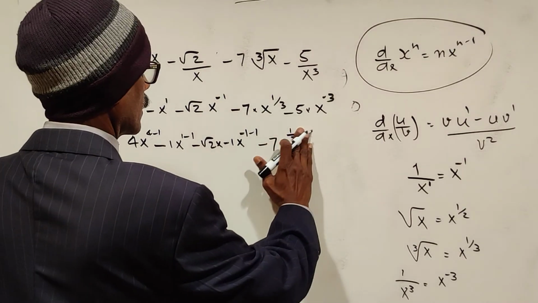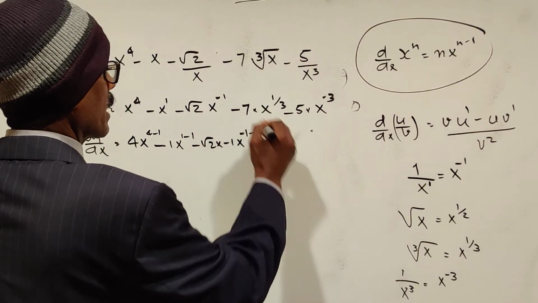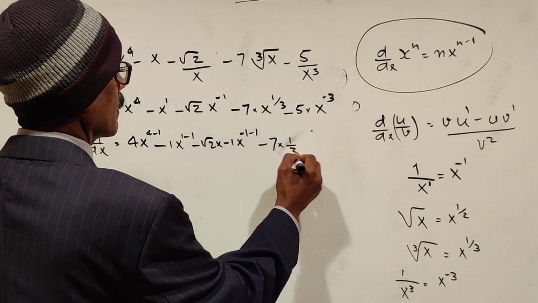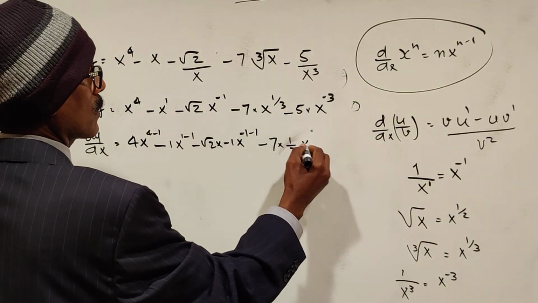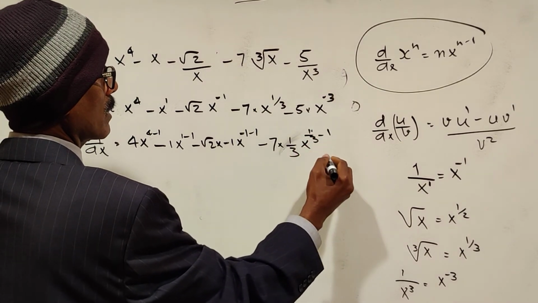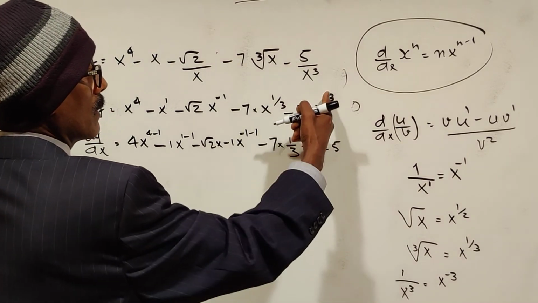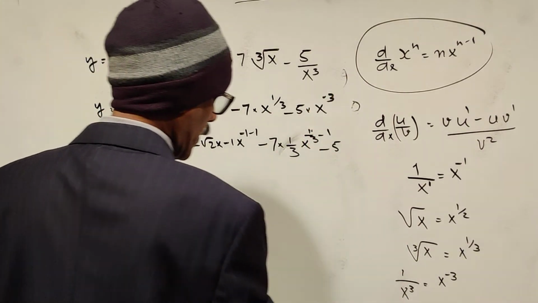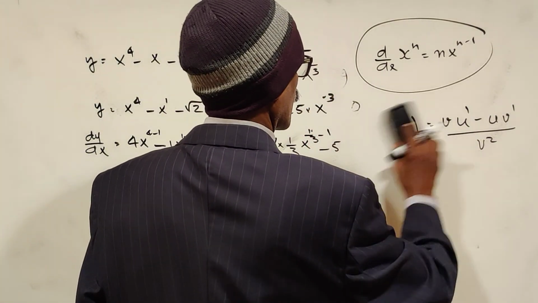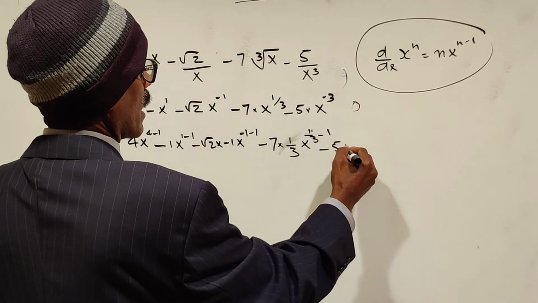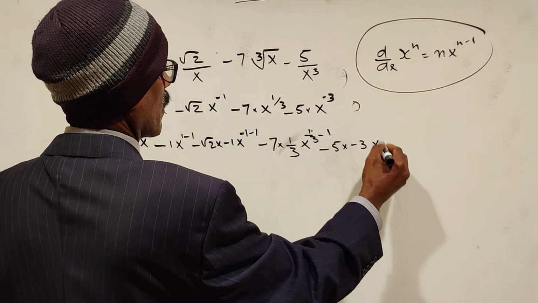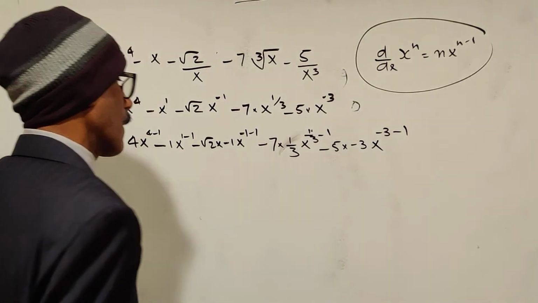Sorry, this one I made a mistake. 1 by 3 comes first: times 1 by 3, because n times x to the power n minus 1, n is 1 by 3, x to the power 1 by 3 minus 1. Minus 5 into the derivative of x to the power minus 3, times minus 3 x to the power minus 3 minus 1.